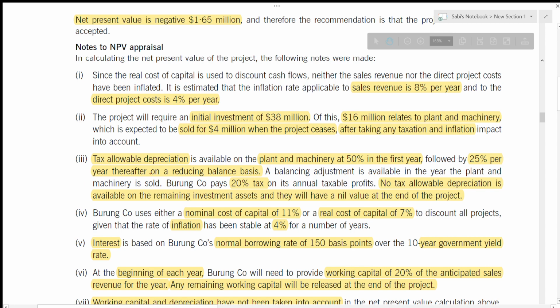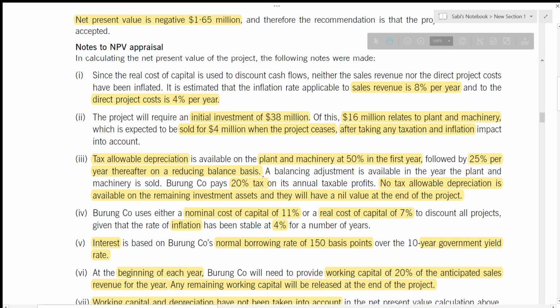followed by 25% per year thereafter on a reducing balance basis. There are two bases on which you can calculate your tax allowable depreciation. One is known as straight line basis and the other is reducing balance basis. You have to know both. But in the exam, they will make it very clear which basis to use, like in this case, it is reducing balance basis. So don't go and use straight line basis, right?